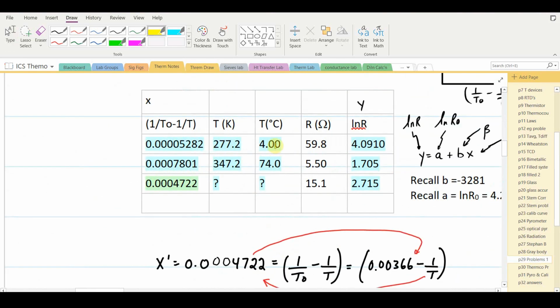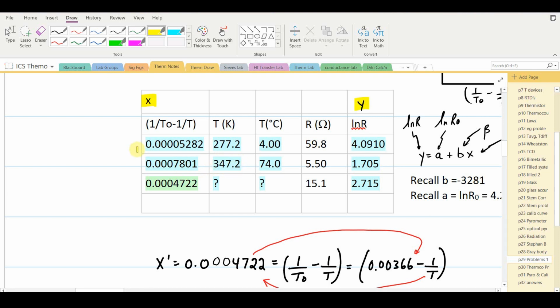Here's the data we're given, T and R. But I want to get ln R, so I took the ln of these two values. I want the ln of 15.1 ohms, which is 2.715. Now I need this term to plot, 1 over T sub 0 minus 1 over T. That'll be 1 over 273.2 minus 1 over 277.2, which is the 4 degrees Celsius, but now in Kelvin. This is 1 over T sub 0 minus 1 over T for a temperature of 347.2.